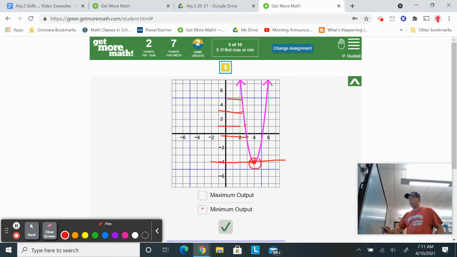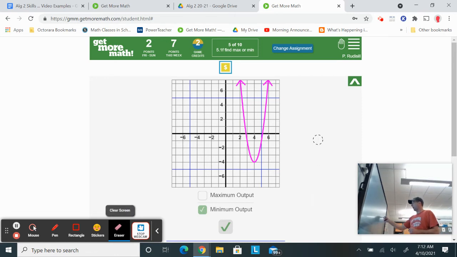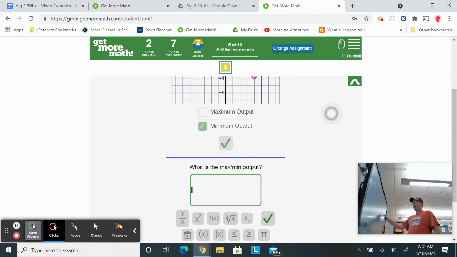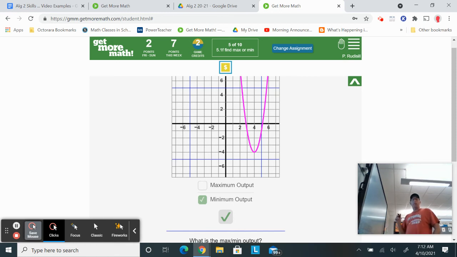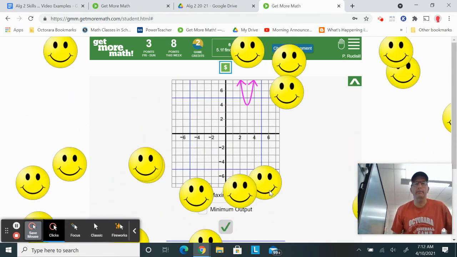Okay, the minimum, let me click on that, check it. So that's right. So we need to tell what the minimum value would be. So I'm going to click here, clear the screen, scroll up, and it gives me a place to put in the maximum minimum output. And we know this is a minimum. What's the lowest or least value for y? And you can see it's the -4, which goes with the vertex. So I type in here a -4. And let's see if we're correct.